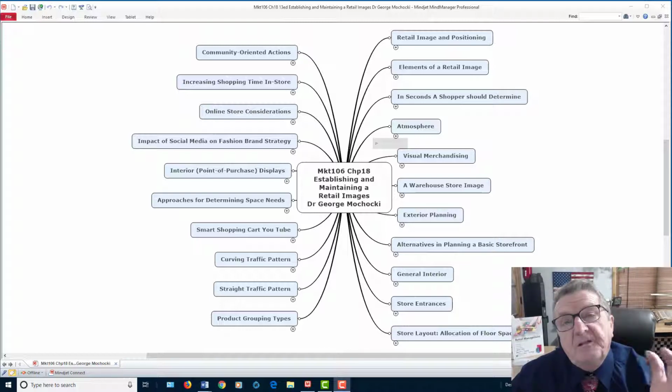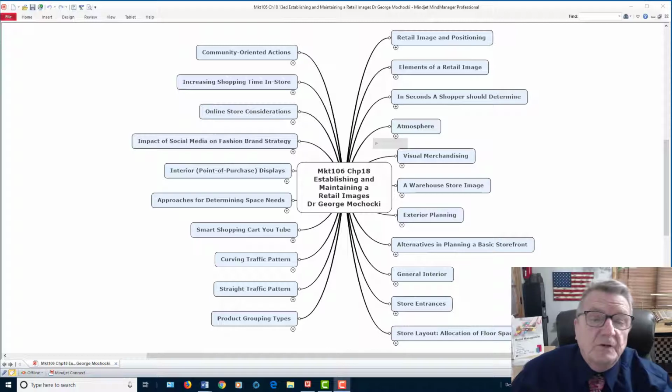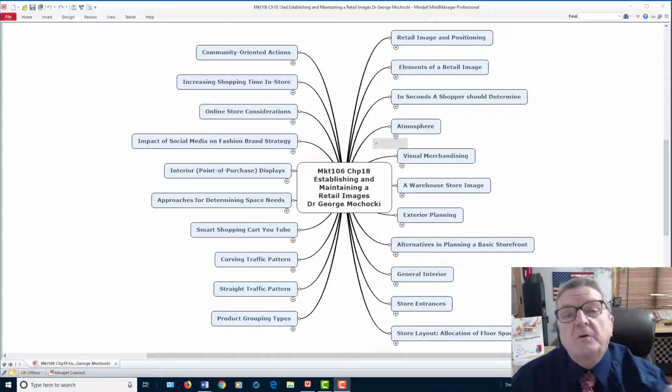So you're going to establish image. And when I look at the image of the store, what's the atmosphere of the store? What's the outside? Everything we're going to be talking about is the atmosphere, the exterior planning, the interior planning, how you're going to have the layout of the store, how you're going to have the display set up, who's going to do the window dressing, for lack of a better word. Interesting chapter.